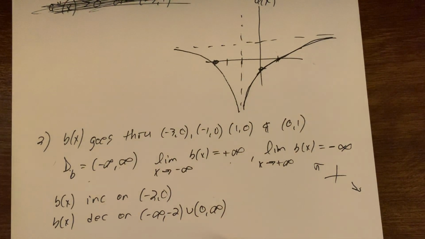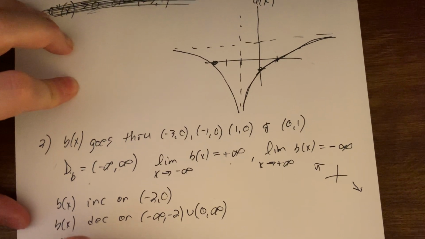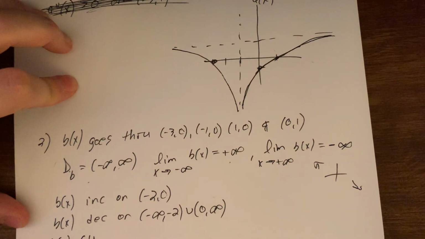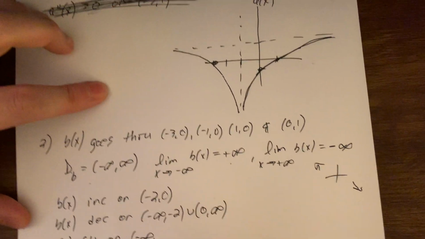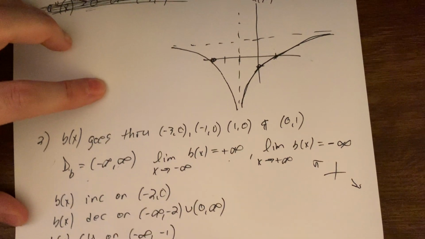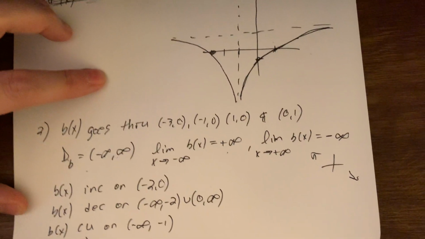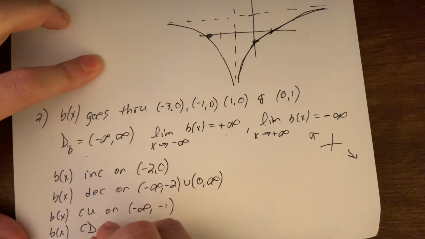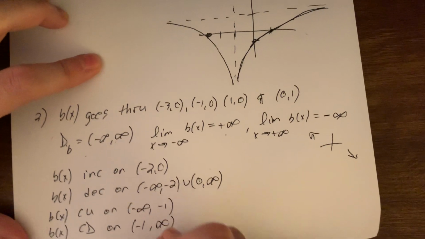And now let's finish with some concavity. Let's get that b of x is concave up on the interval -infinity to -1, and that b of x is concave down on the interval -1 to positive infinity.